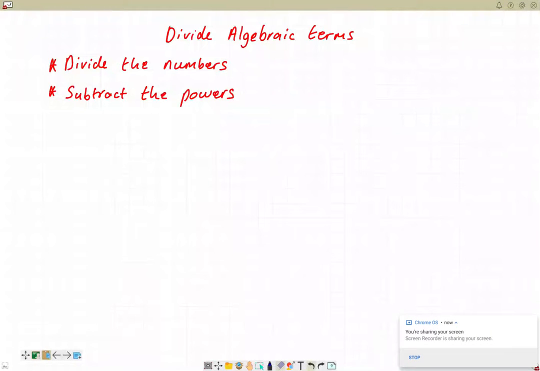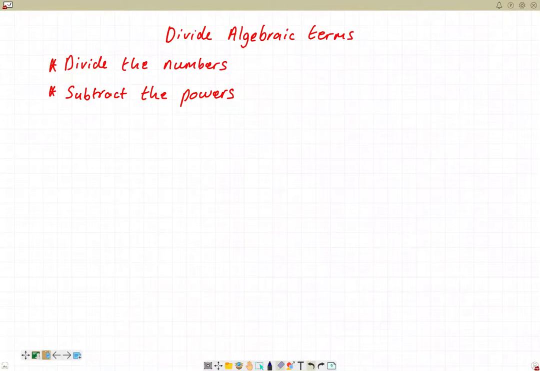Hi guys, so today's lesson is going to be on how to divide algebraic terms. Now this is the opposite of multiplying algebraic terms. So instead of multiplying the numbers, you divide the numbers, and instead of adding the powers, you subtract the powers. Okay, so let me show you an example.